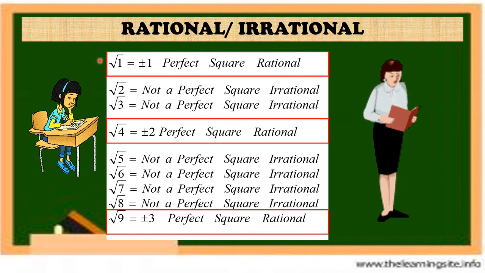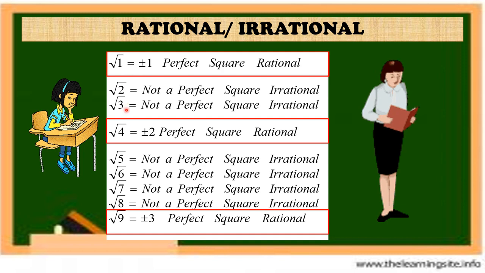Determine whether the number is rational or irrational. How do we know if the number is a rational number? If it is a perfect square, it is rational. If it is not a perfect square, it is irrational. Look at the square root of 1. Square root of 1 is plus and minus 1. That is a perfect square, and that is rational.